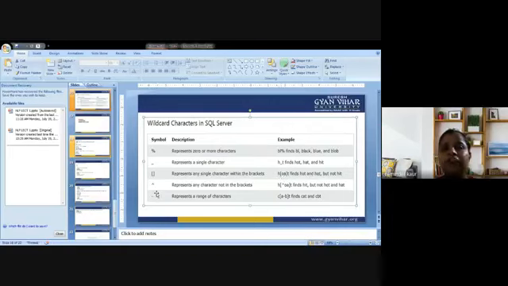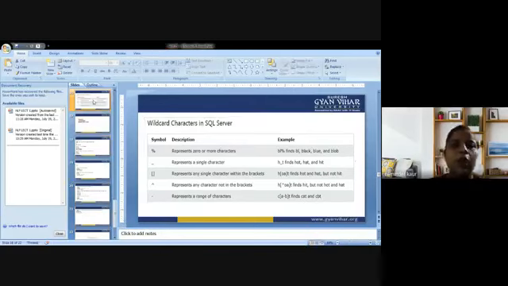Next is the caret. It could represent any characters not in the brackets. So it could find hit, it could find hut, but not hot and hat. Leaving these two characters, it could be any combination placed between H and T. Next is range. It represents a range of characters, that is A to B could be the range between C and T. So it could be A, it could be B. So this is how we can use wildcard characters.